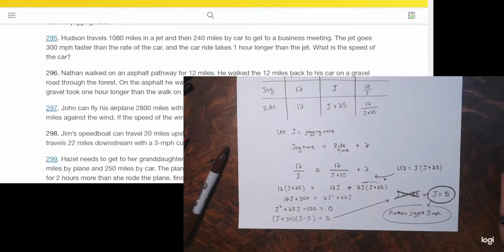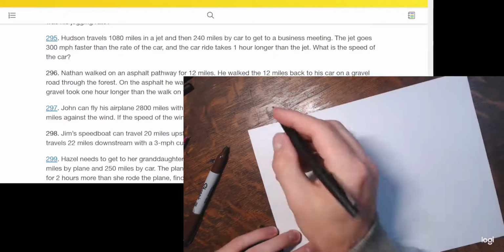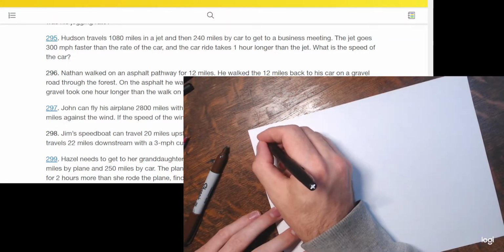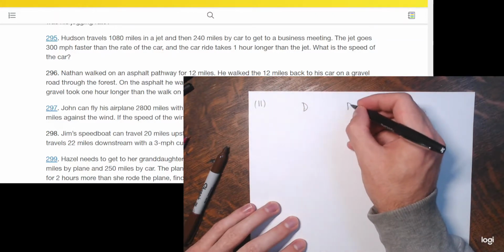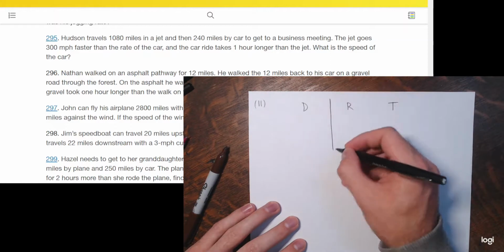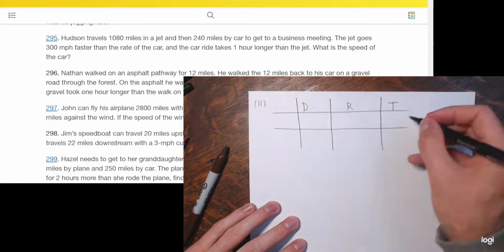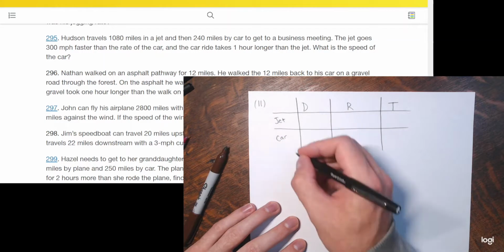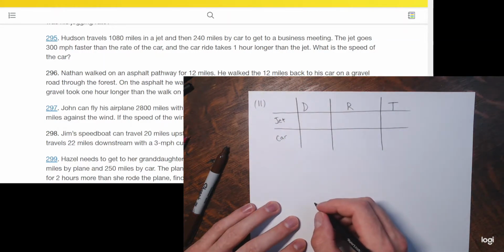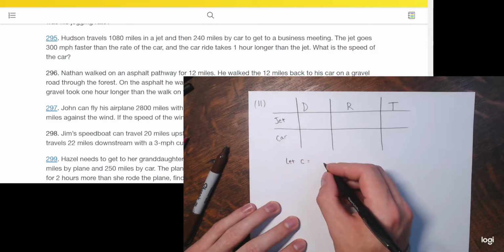So once again, keeping the problem up top there, exercise 295. This is example 11. Let's get our table in here, just like all these uniform motion problems. Okay. We have the jet travel. We have the car travel. And they want the speed of the car. So I'm going to call that C for car. Why not? Right? Let C equal the speed of the car.